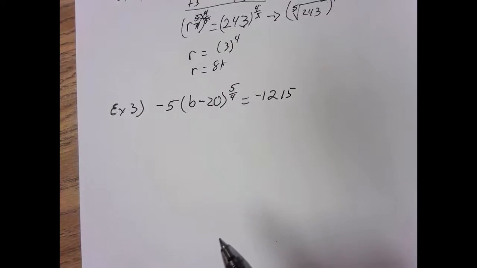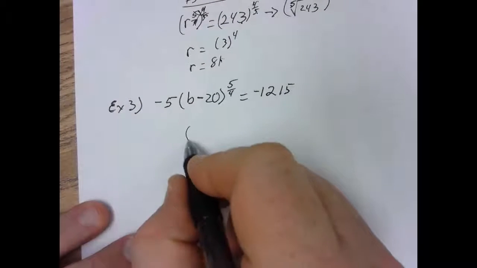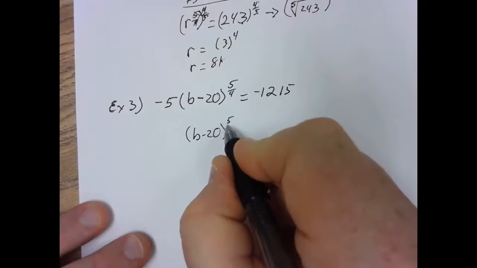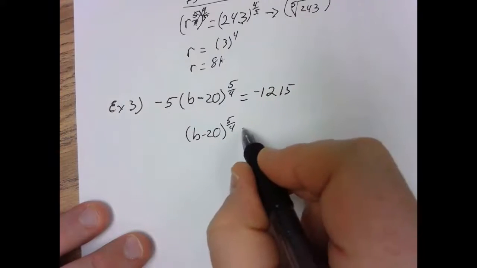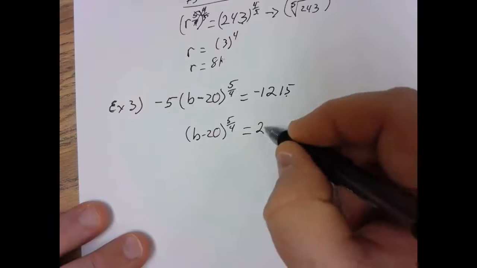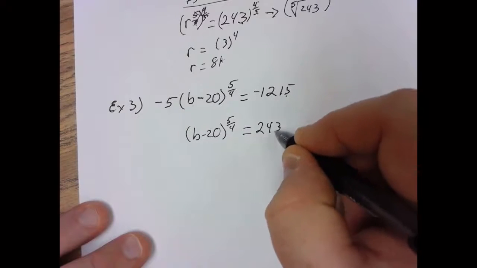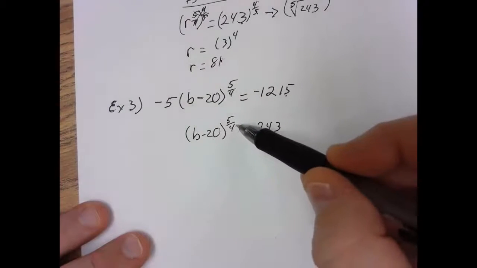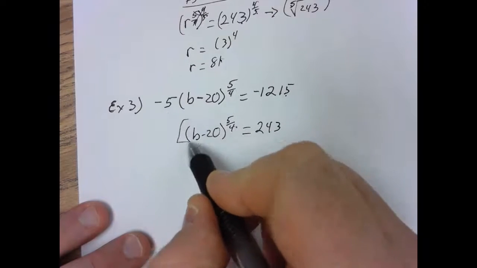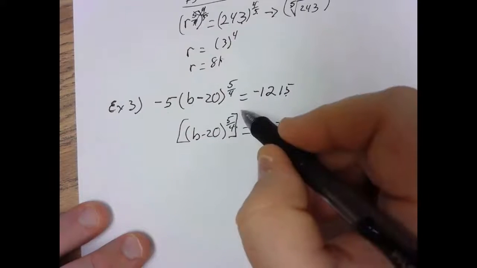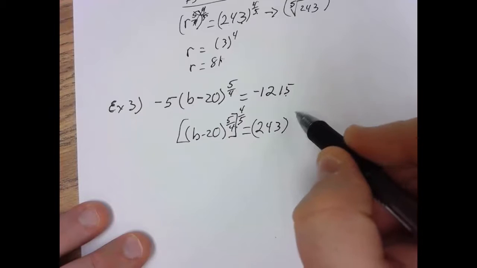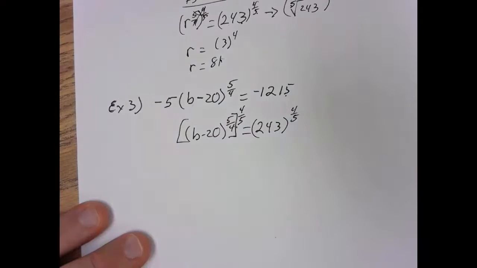When I divide the left-hand side by -5, we end up with b minus 20 raised to the 5/4 power. And when I divide the right-hand side by -5, we end up with a 243. Now to get rid of this 5/4 exponent, because I have to get rid of that to get inside my parentheses, I'm going to raise this whole thing to the reciprocal of 4/5. So I'm going to raise this side to the 4/5 power also.